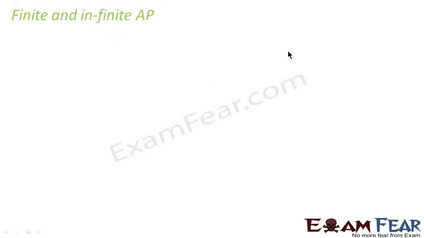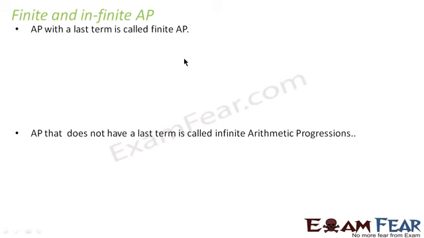Now let's talk about finite and infinite AP. An AP which has a last term is called a finite AP, and an AP which does not have a last term is called an infinite AP. For example, let's suppose the first term is 3 and the common difference is 2. 3 plus 2 is 5, 5 plus 2 is 7, 7 plus 2 is 9, 9 plus 2 is 11, 11 plus 2 is 13. And 13 is the last number, let's suppose. So in this case, we know there are a finite number of elements in the AP and it has a last term. This is called a finite AP.